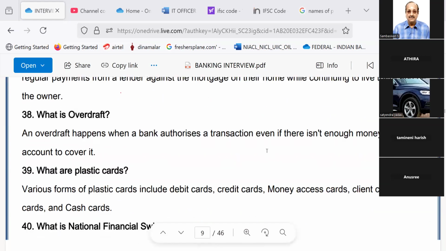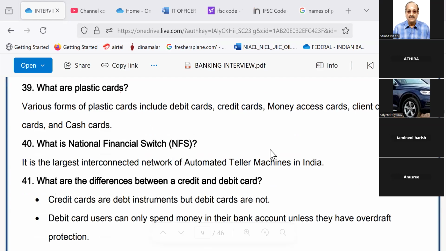Now we will go to Kamineni Harish. Kamineni Harish, please read question number 39. From there you read. Kamineni, can you hear me? Yes, sir. You are from which state? I'm from Telangana, sir, from Hyderabad. Acha, you are going for Federal Bank? Actually, I'm going for NISCL. Acha, sorry. No problem. Even then, this is very relevant for you.